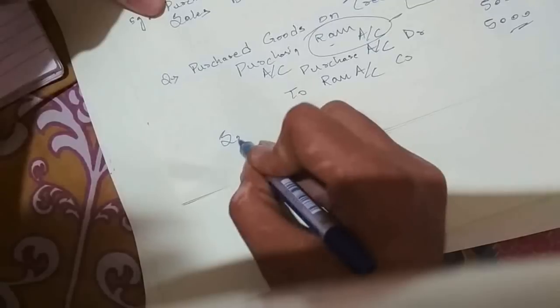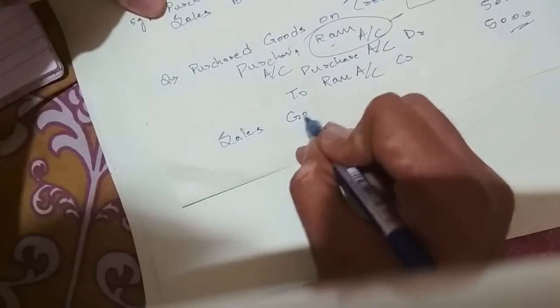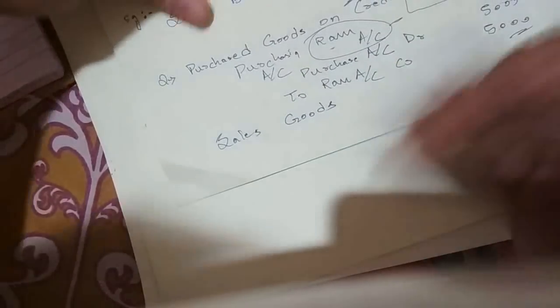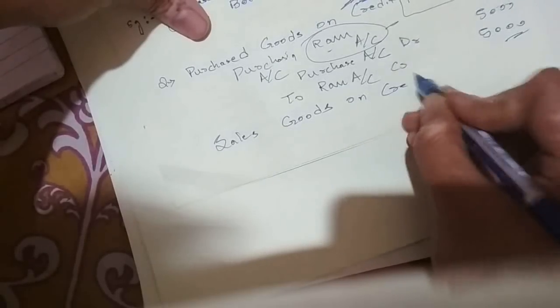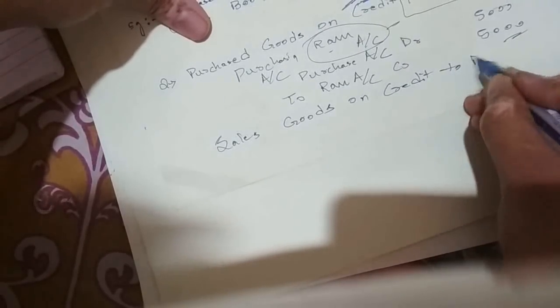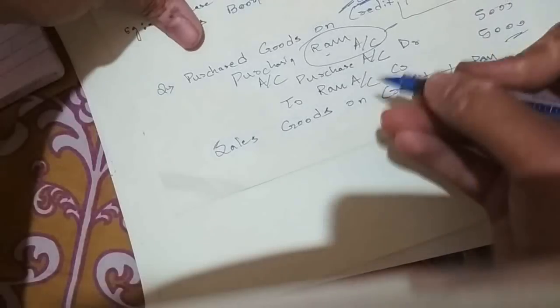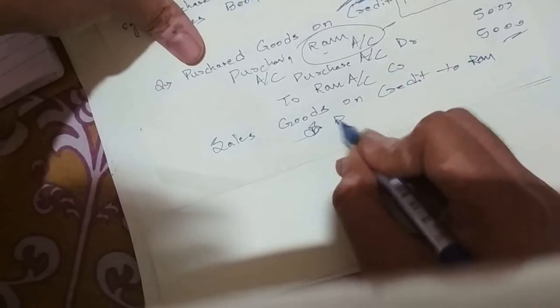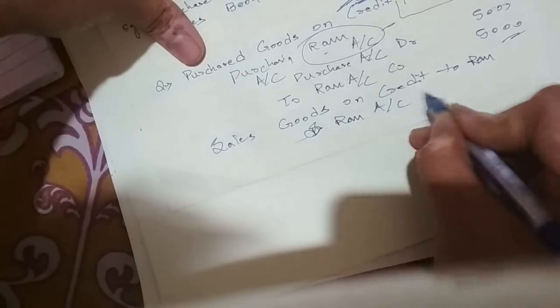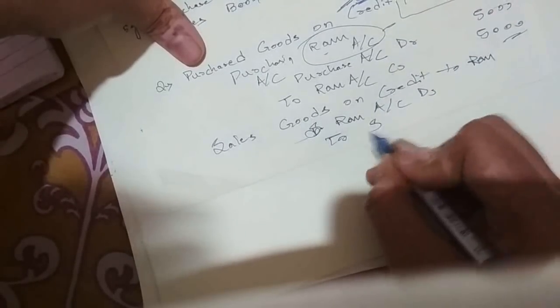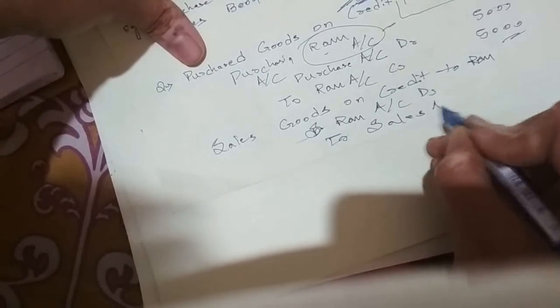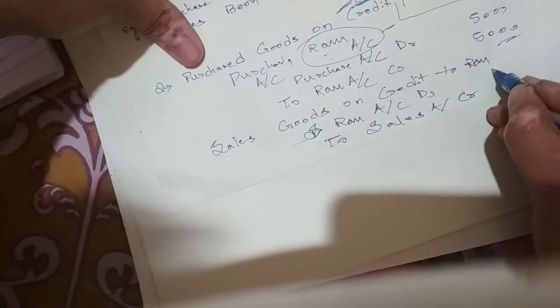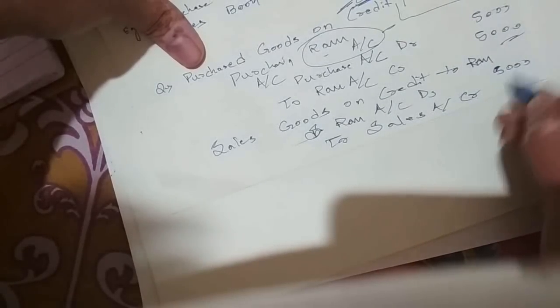So this is a general entry. Similarly, let's say sales, we sold some goods on credit to RAM. So this entry, by applying the same rule, we will get RAM account debited, sales account credited with, let's say, 5,000 rupees.